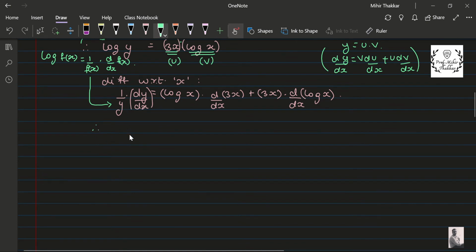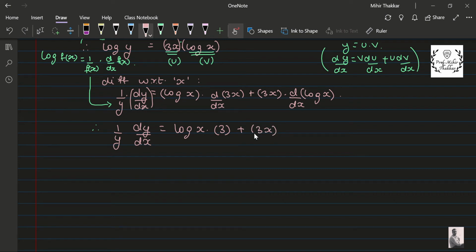So I will get 1 by y dy by dx is equal to. Now this log x over here is left outside the derivative. Derivative of 3x is 3 plus 3x into derivative of log x, which is 1 upon x. This x and x will get cancelled off.